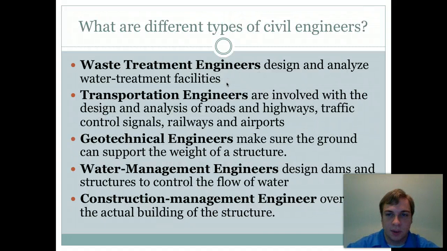What are different types of civil engineers? Waste treatment engineers design and analyze water treatment facilities. Transportation engineers are involved with the design and analysis of roads and highways, traffic control signals, railways, and airports. Geotechnical engineers make sure that the ground can support the weight of a structure. Water management engineers design dams and structures to control the flow of water. Construction management engineers oversee the actual building of the structure.